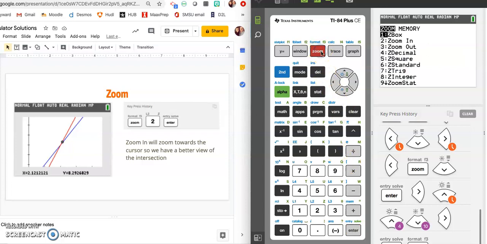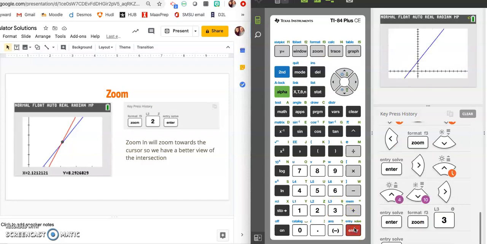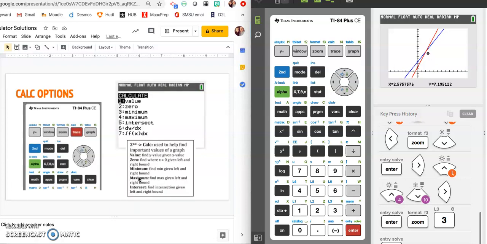So I'm going to go back to zoom. I'm going to hit zoom out, and I'm just going to hit enter, and now it zoomed me back out. Okay, but those are just some little features.